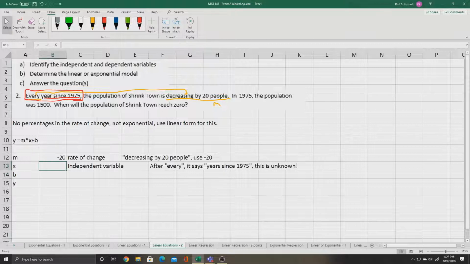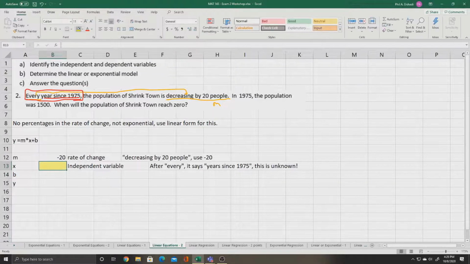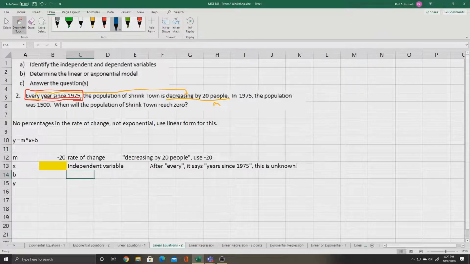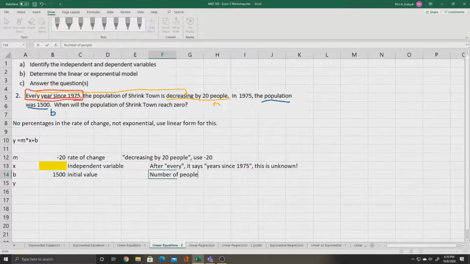So I'm going to click this box and paint it gold, because nowhere in the question does it say what year it actually is right now. However, it does say that in 1975 the population was 1,500. So this population here will be our initial value, or b. So we'll say the population begins at 1,500, and this is the number of people in the town.